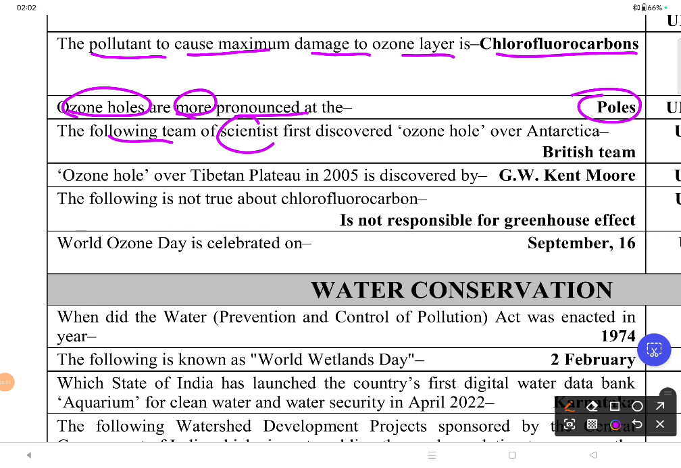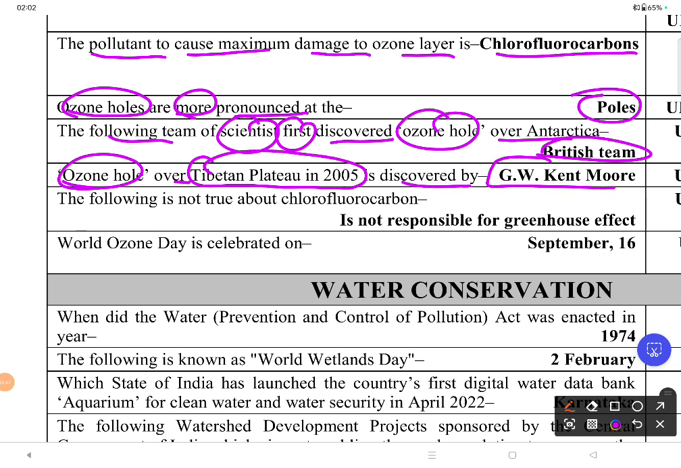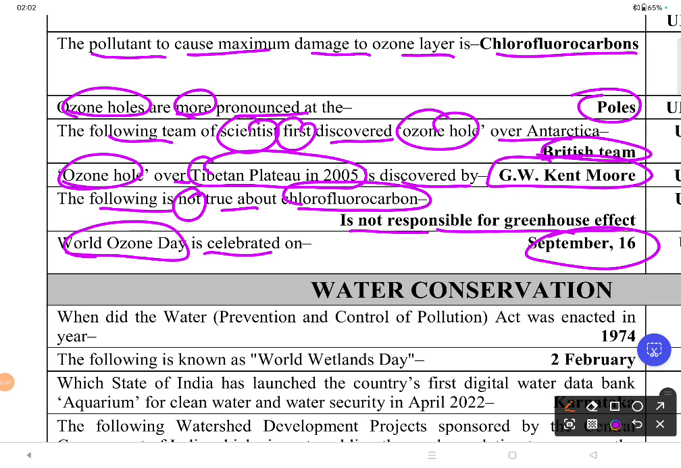The following team of scientists first discovered ozone hole over Antarctica: British team. Ozone hole over Tibetan Plateau in 2005 is discovered by G.W. Kent Murray. The following is not true about chlorofluorocarbon: it is not responsible for greenhouse effect. Ozone Day is celebrated on September 16. Move on to the next chapter, that is water conservation.